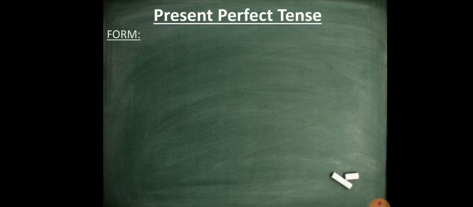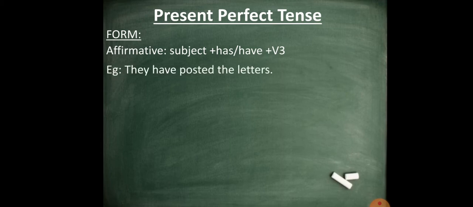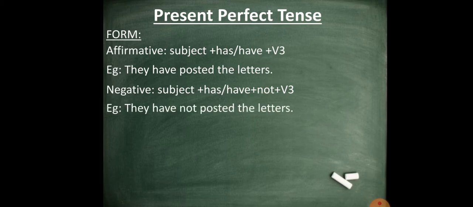Now let's come to the formation of present perfect tense. In the affirmative form, we use subject plus have or has plus the third form of verb. Example, they have posted the letters. Now children, you need to remember that we use have when the subject is plural and we use has when the subject is singular. The negative will be subject plus has or have plus not plus the third form of the verb. So the negative of this will be they have not posted the letters.